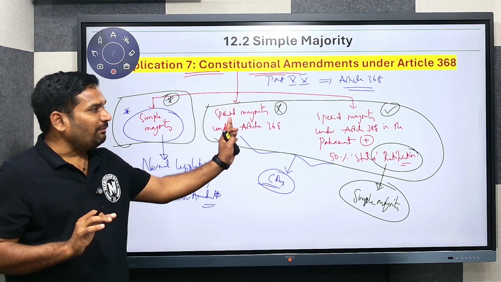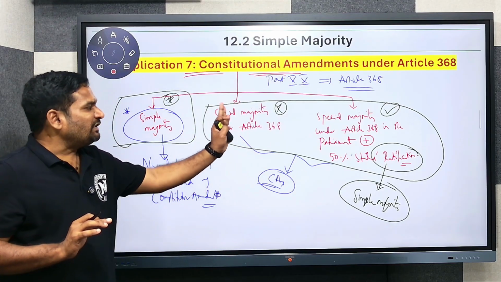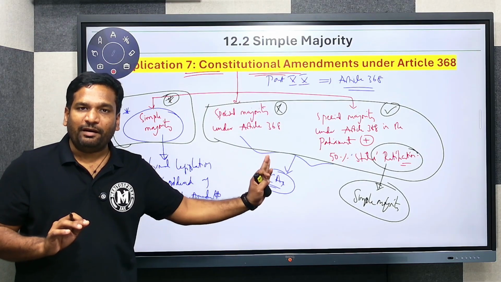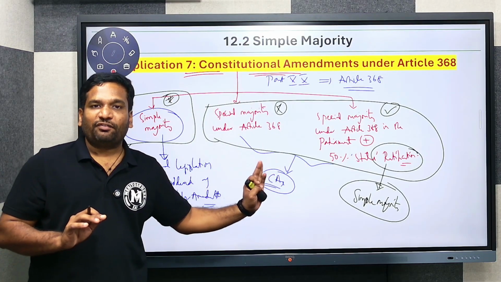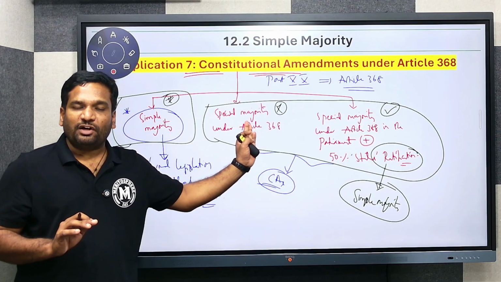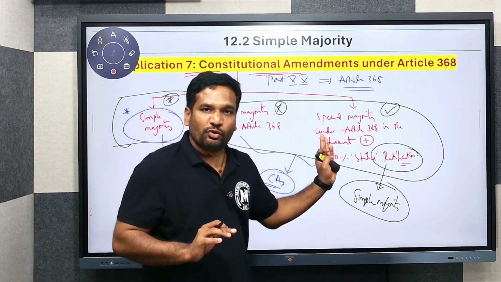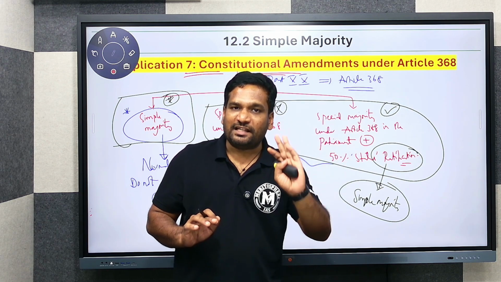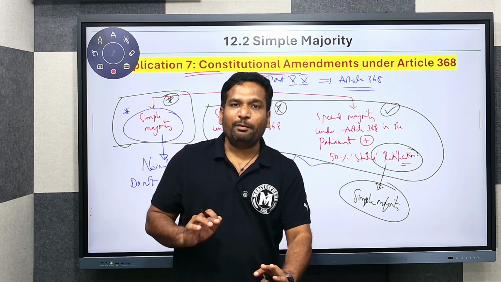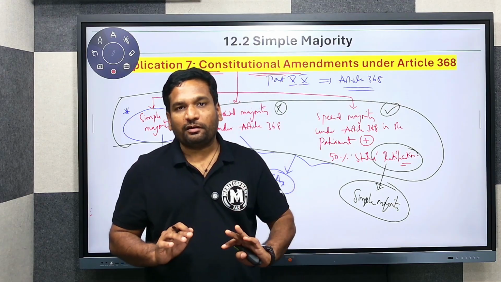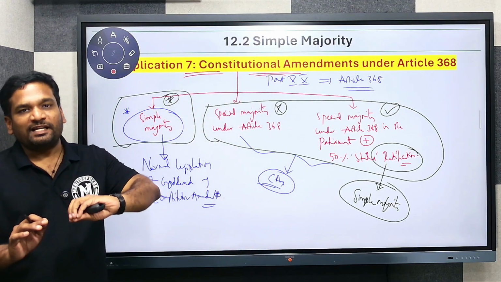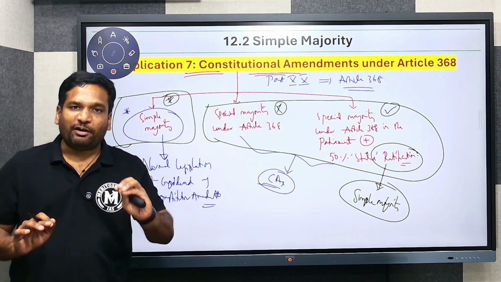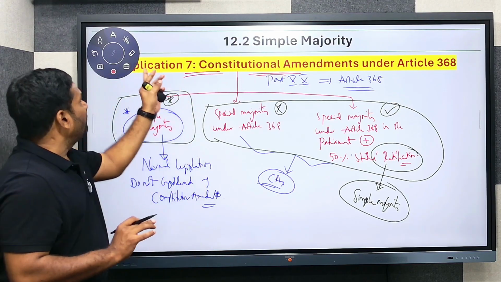Under Article 368 means these two categories. One is special majority under Article 368. The second one is special majority under Article 368 in the Parliament plus 50% of the states' ratification. Here there is no usage of simple majority, but here the simple majority is used. Whenever the states' ratification or consent is required, that consent has to be supplemented with the usage of simple majority. In other words, whenever Parliament sends that particular bill to the states for their consent, the states have to pass that bill with the usage of simple majority. Got my point?